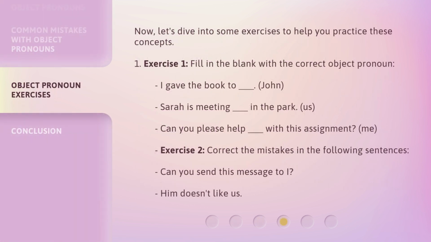Now, let's dive into some exercises to help you practice these concepts. Exercise 1. Fill in the blank with the correct object pronoun. I gave the book to ____. John. Sarah is meeting _____ in the park. Us. Can you please help ____ with this assignment? Me. Exercise 2. Correct the mistakes in the following sentences.